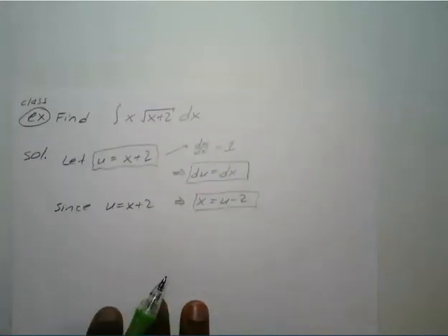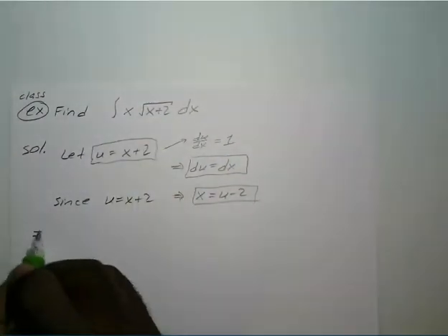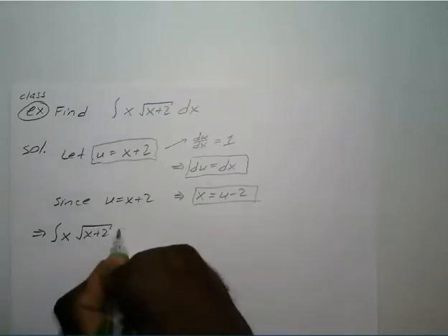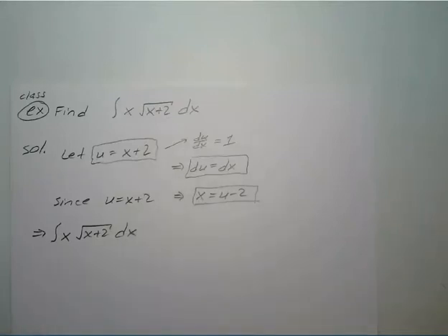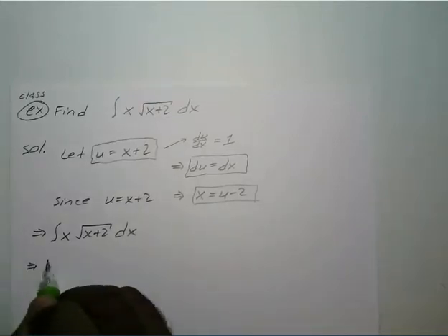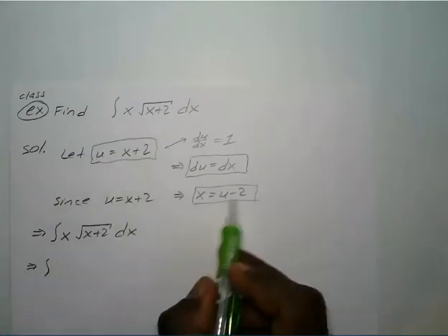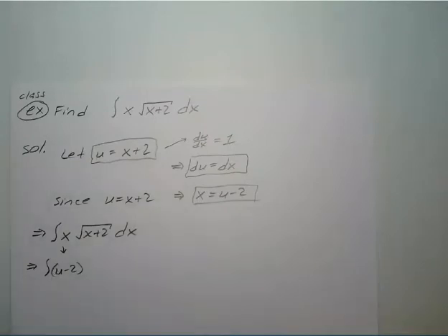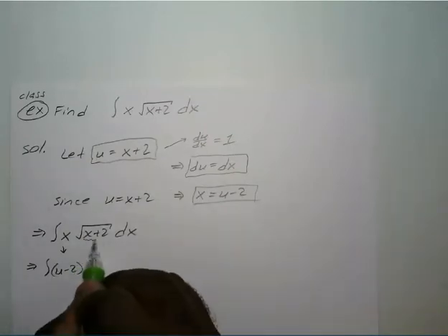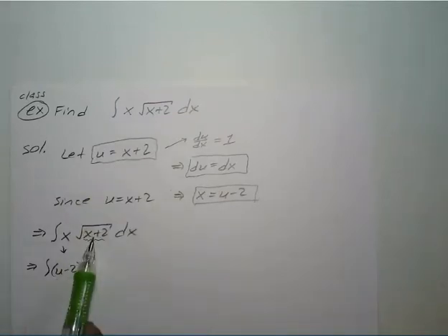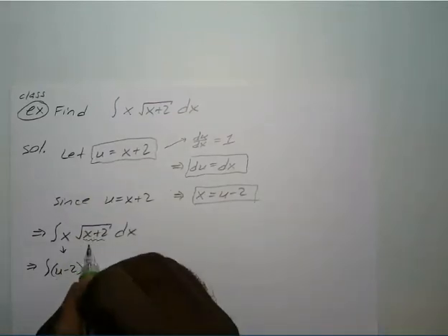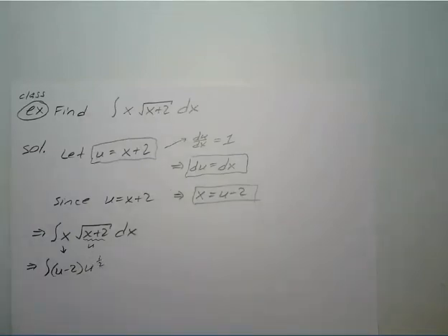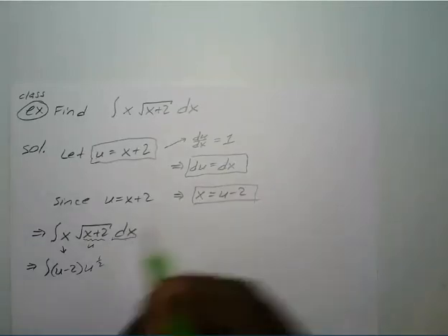All right, so let's go ahead and keep on. I'm going to just rewrite our original integral of the square root of x plus 2 dx. So that's going to equal the integral of x. Remember, that's u minus 2, so replace the x with u minus 2. Now remember, our x plus 2, that's our u. So our square root of u, we can just make that u to the 1 half power. And our dx, remember, that's just equal to du.